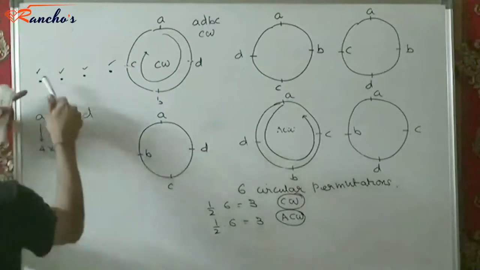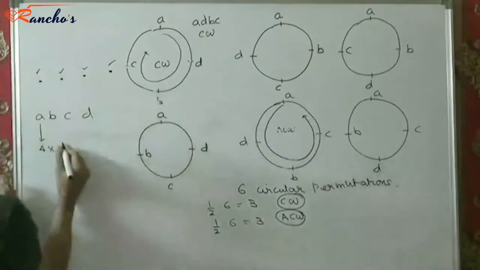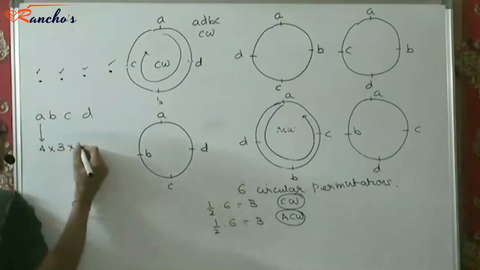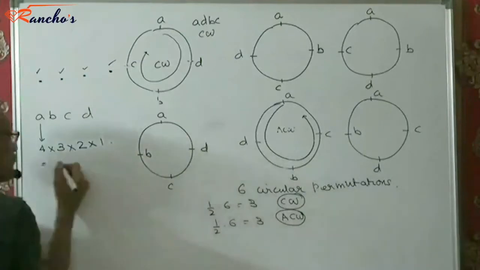These are 4 ways because these are 4 different positions in a linear arrangement. And then B could have been placed in any one of the 3, C could have been placed in any one of the 2, and D could have been placed in the remaining 1. That's why it becomes 24.